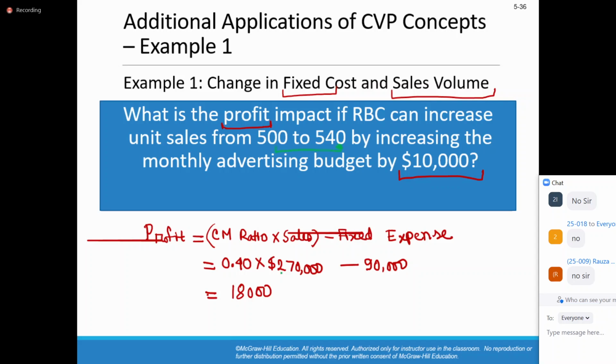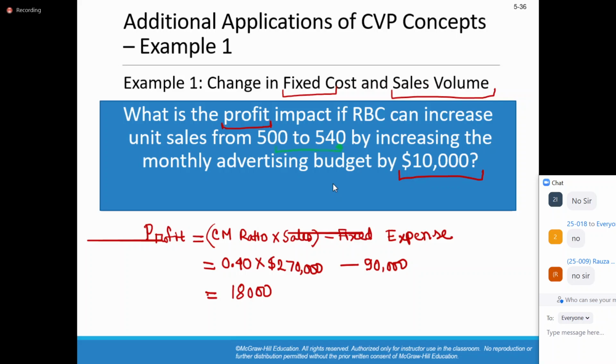So you see how the contribution margin ratio analysis is helpful. It helps us see what the changes in profit will be, or what the profit will be if we change the scenario of the sales unit, by changing our sales unit or by increasing our fixed expenses in terms of monthly advertising budget.